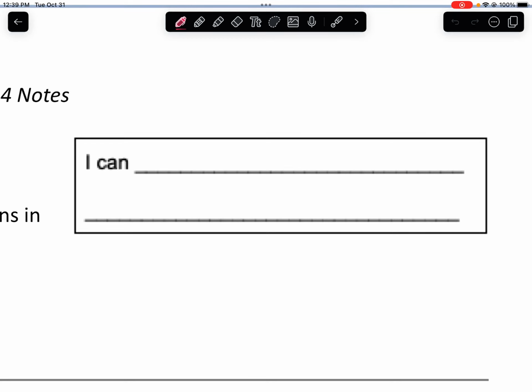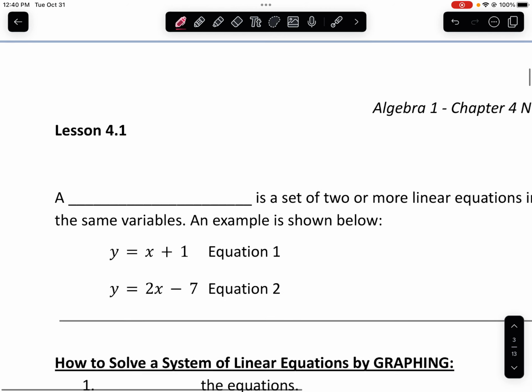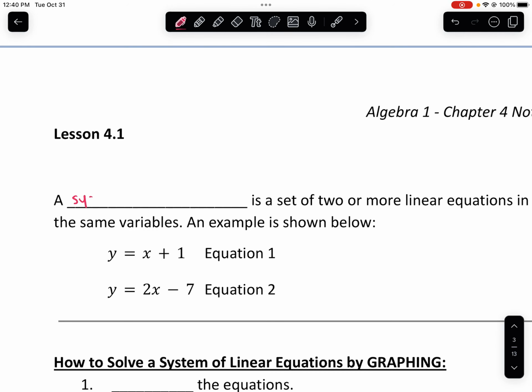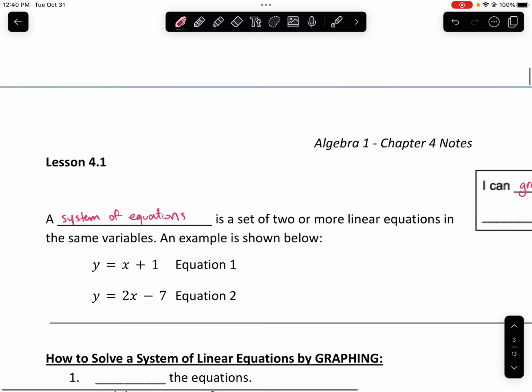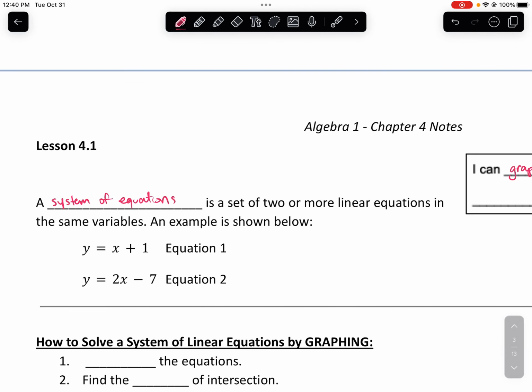In this lesson, we are going to talk about how to graph systems of equations. So what is a system of equations? A system of equations is a set of two or more linear equations in the same variables. An example is shown below.